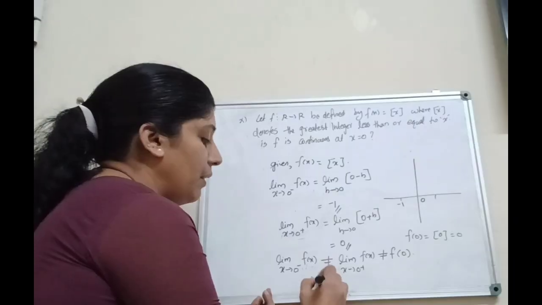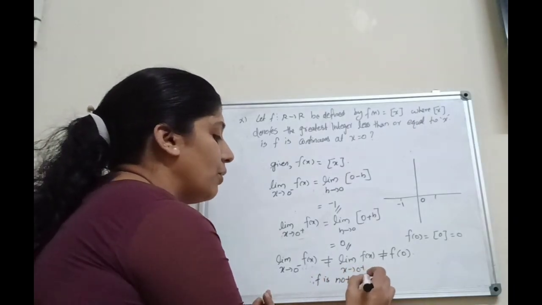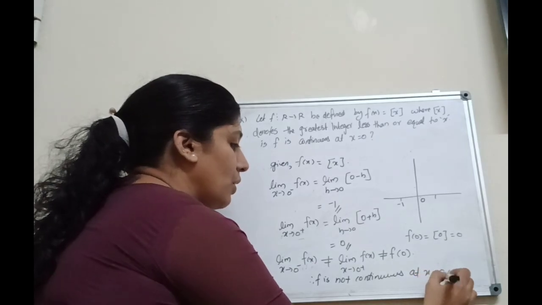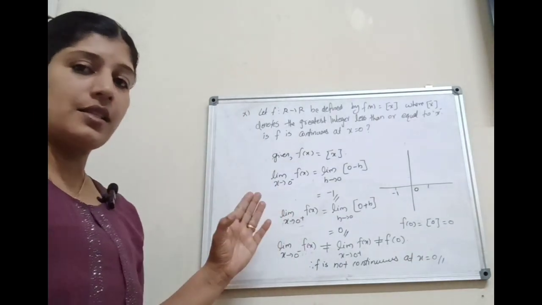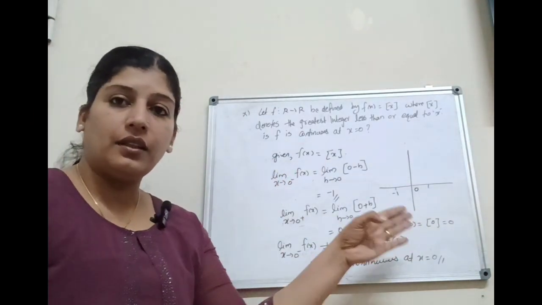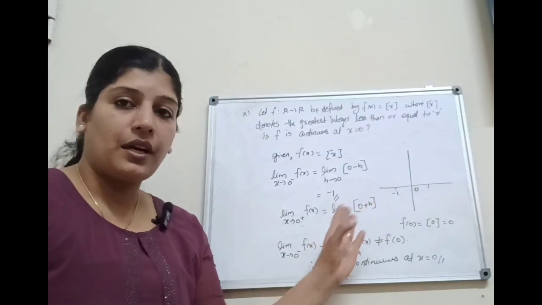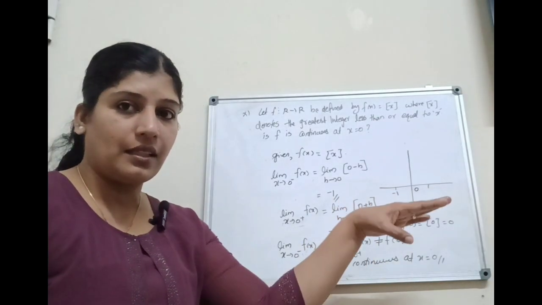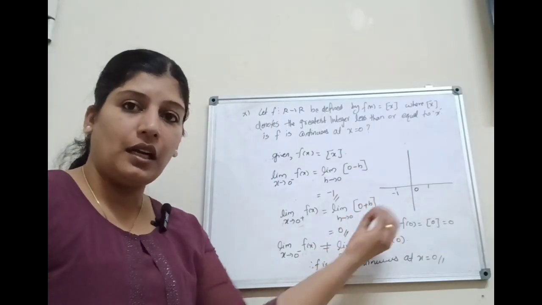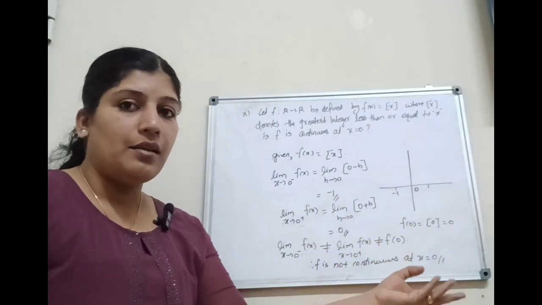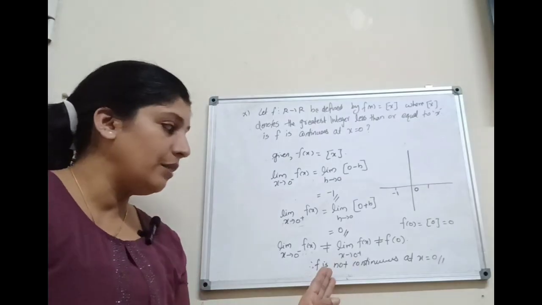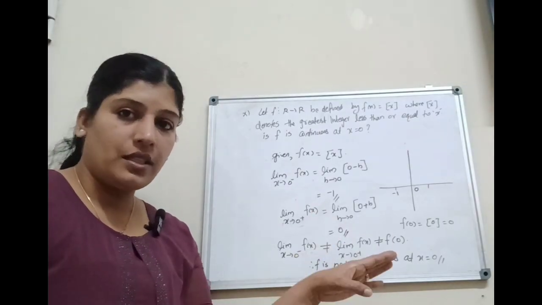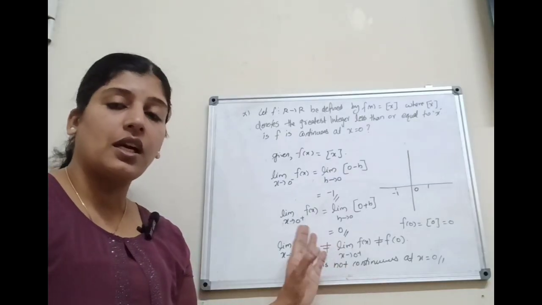Therefore, the function is not continuous at x equal to 0. In this case, intervals are given. Therefore, here we have to define the function in two intervals, that is, one is less than the limit and another one is greater than the limit. That is why here we have to find out the left hand limit and right hand limit. If the left hand limit and right hand limit are equal, then the function is continuous at the given point.